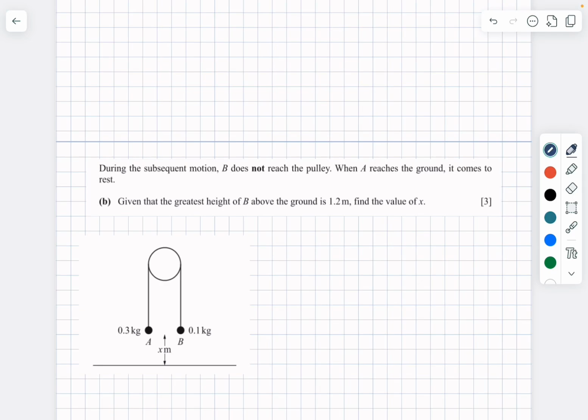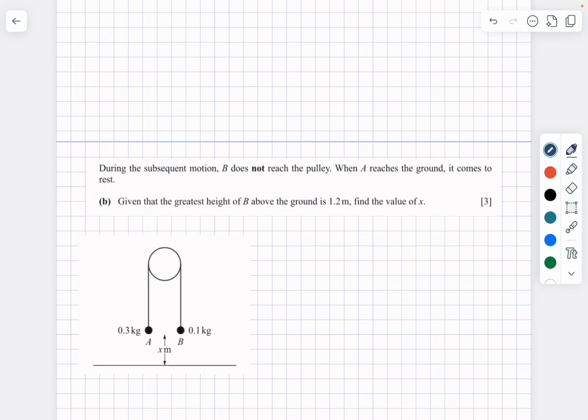During the subsequent motion, B doesn't reach the pulley. When A reaches the ground, it comes to rest. Given that the greatest height of B above the ground is 1.2 meters, find the value of x.